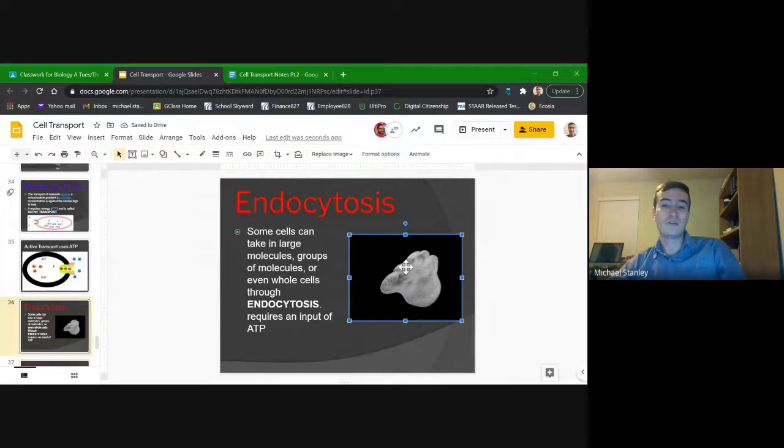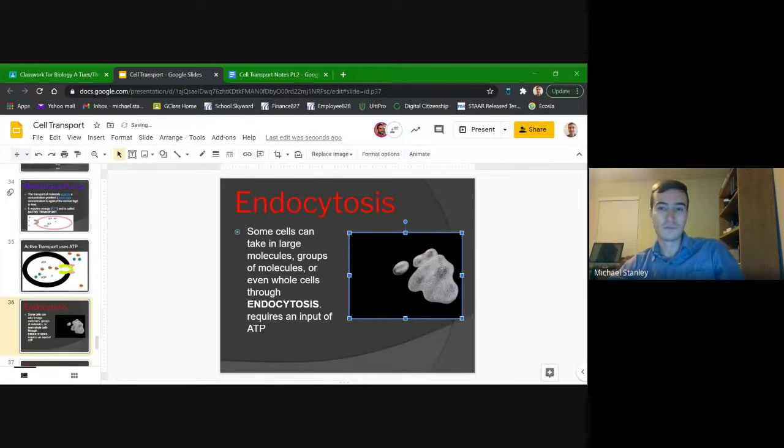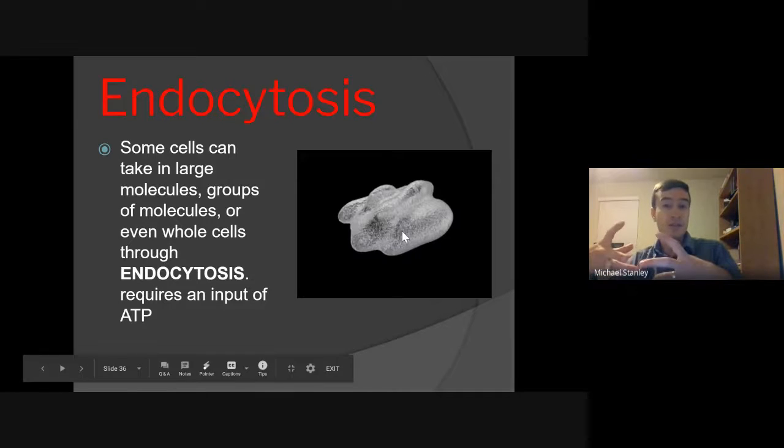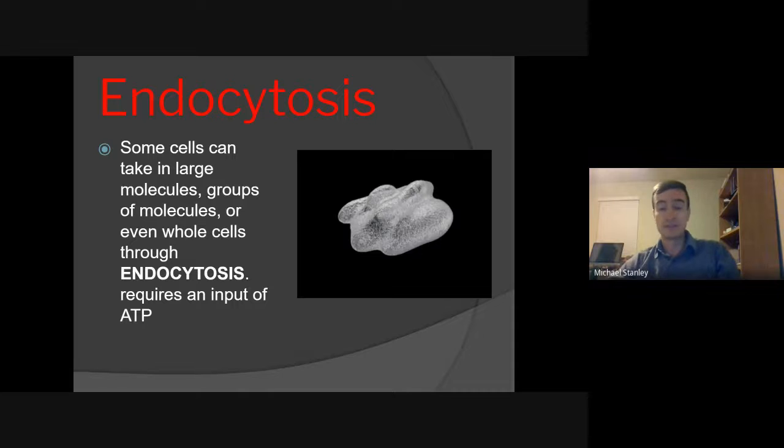We have our little original cell, and then this bigger cell comes and completely engulfs it, completely takes it over. That's called endocytosis. It's taking it into the inside of the cell. This still requires energy. It still needs energy in order for the big cell to surround and engulf the little cell.